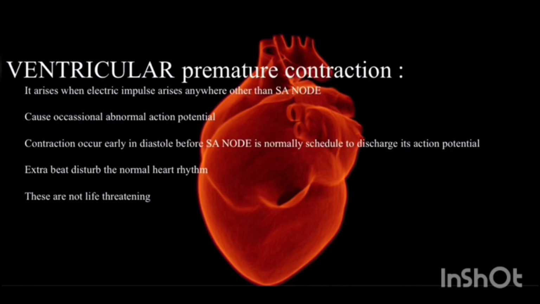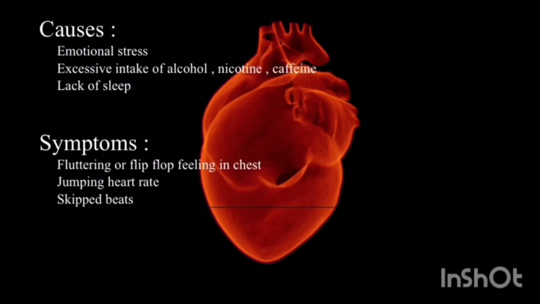Ventricular premature contraction. It arises when an electrical impulse arises anywhere other than the SA node. Causes: occasional abnormal action potential. Contractions occur early in diastole before the SA node is normally scheduled to discharge its action potential. Extra beats disturb the normal heart rhythm. These are not life-threatening. Causes: emotional stress, excessive intake of alcohol, nicotine or caffeine, lack of sleep. Symptoms: fluttering or flip-flop feeling in chest, jumping heart rate and skipped beats.